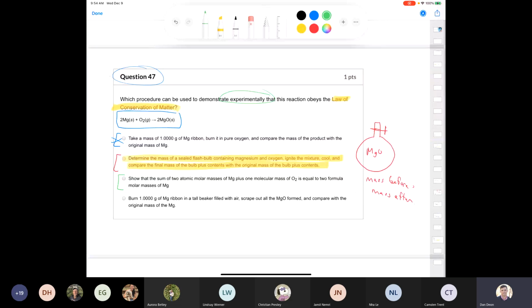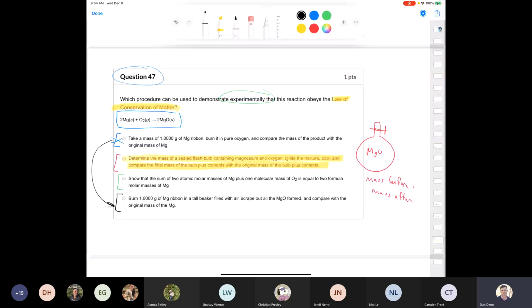It does represent the law of conservation of mass, but not experimentally. And then the last one is you burn a gram of magnesium in a tall beaker filled with air, scrape out the mag oxide. That's the same thing as this, right? It doesn't prove that you conserved all the oxygen that was reacted, right? It doesn't prove that at all. Okay, and so the best answer is the second one.